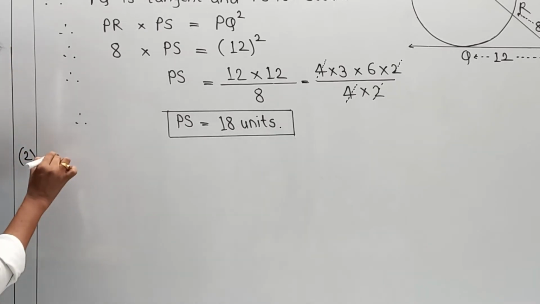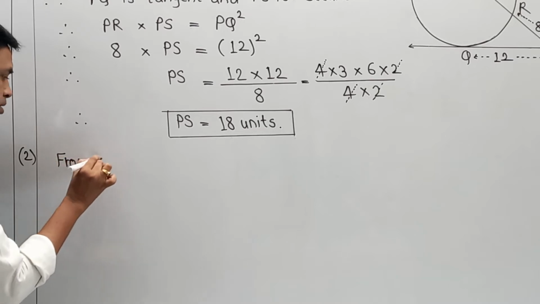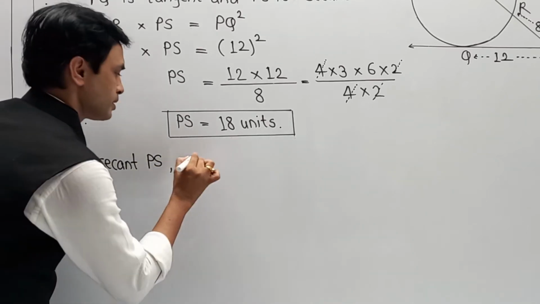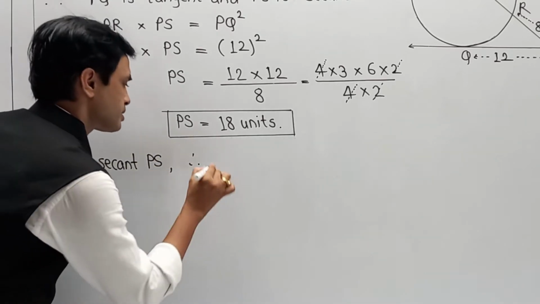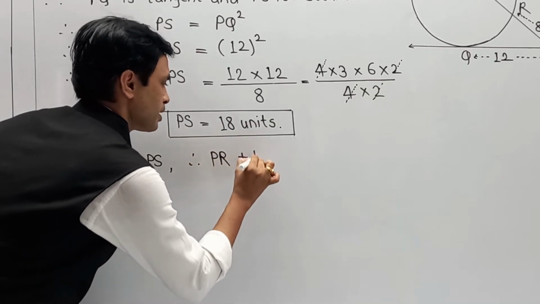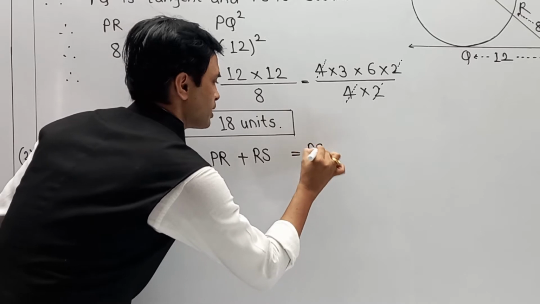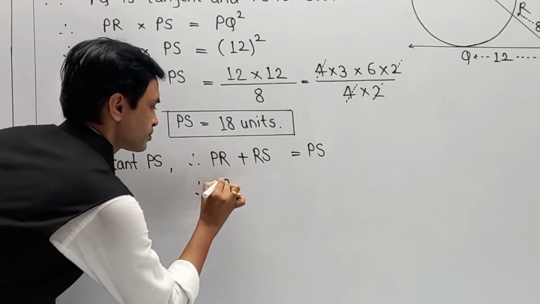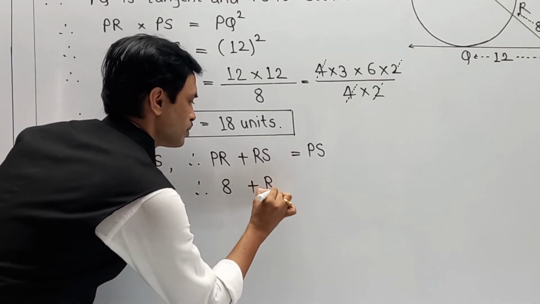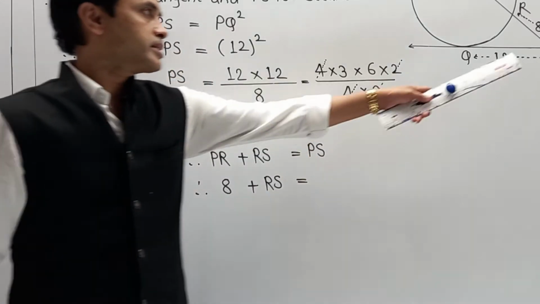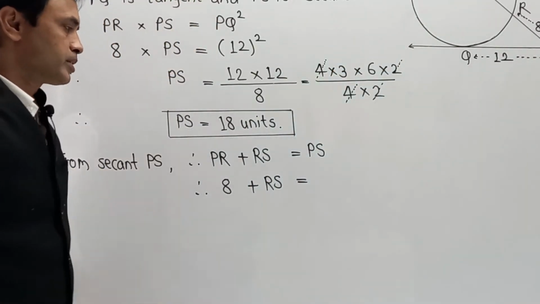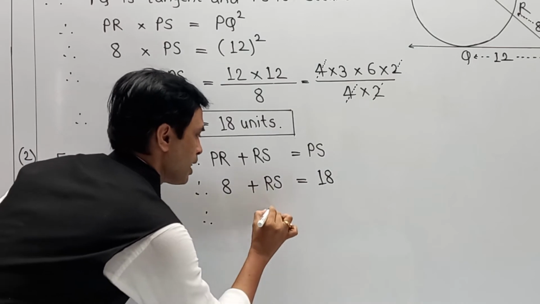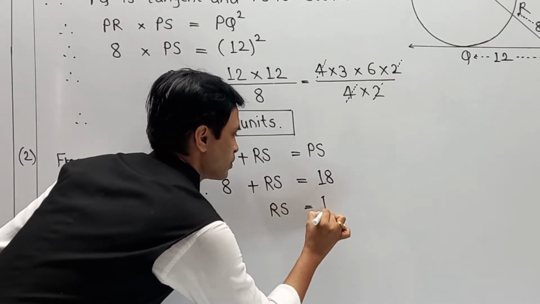From line PS, or from secant PS, therefore PR plus RS is equal to PS, as it is a continuous line. Now PR is a value of 8, RS we don't know, and PS, this value that we have calculated as 18 units. So 8 plus RS is equal to 18.